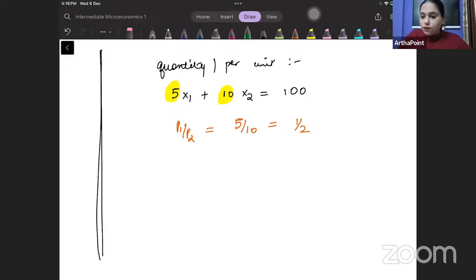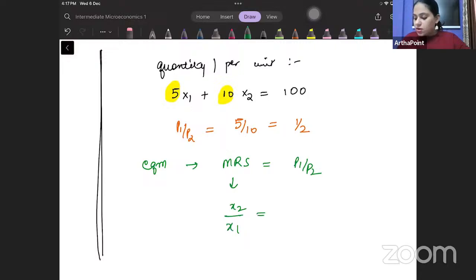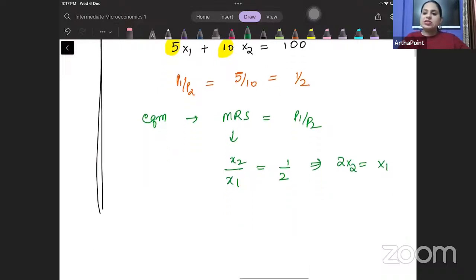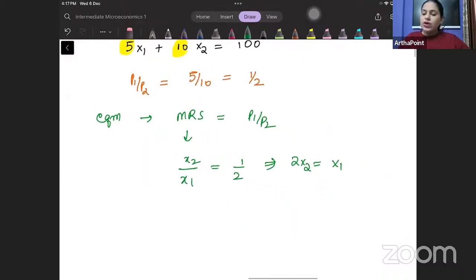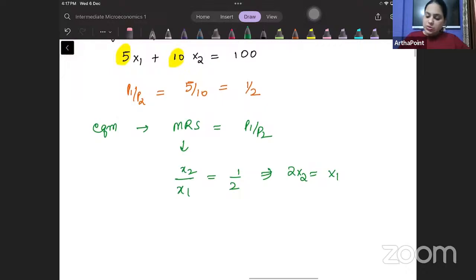So what will be my equilibrium condition? MRS is equal to price ratio. Beta, I found MRS as x2 by x1, and the price ratio is half. So the condition I will get is 2x2 is equal to x1. Did the condition come? 2x2 is equal to x1.